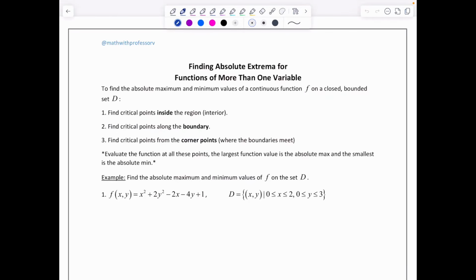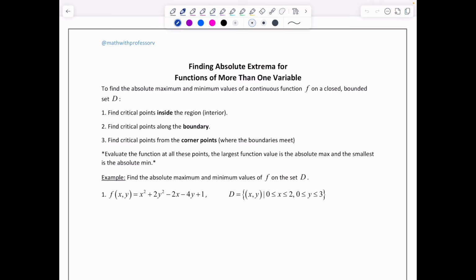In this video, we're going to go over how to find absolute extrema for functions of more than one variable. This is a continuation video, so I'll link the part 1 video lecture on this topic in the description, but I had requests from my Calc 3 students to do more examples. So I'm just going to summarize the process briefly and then work through 3 additional examples.